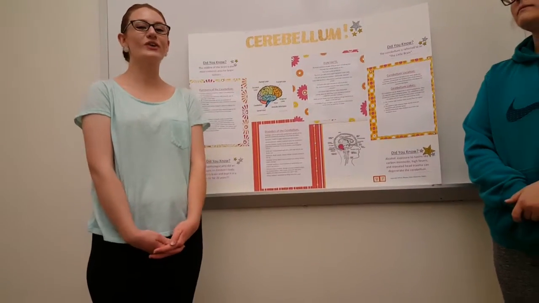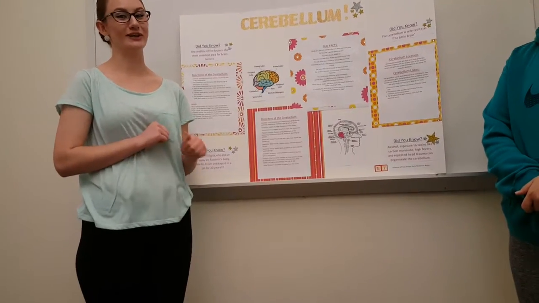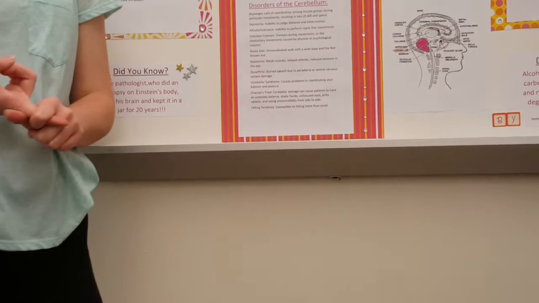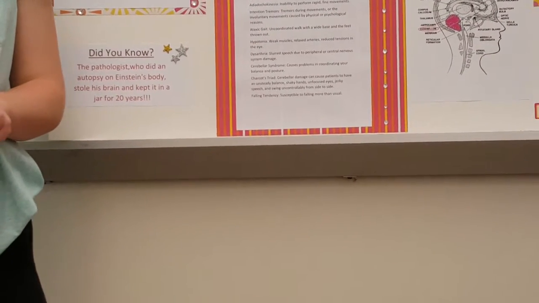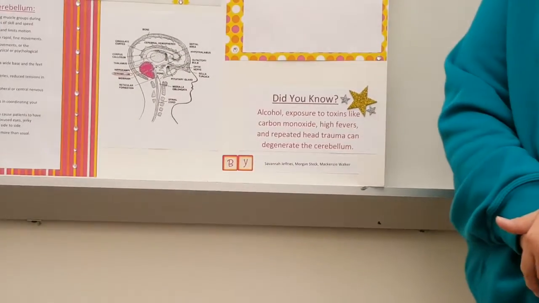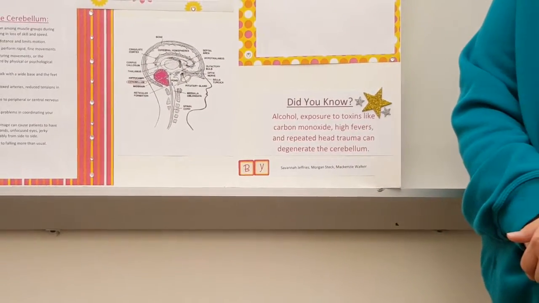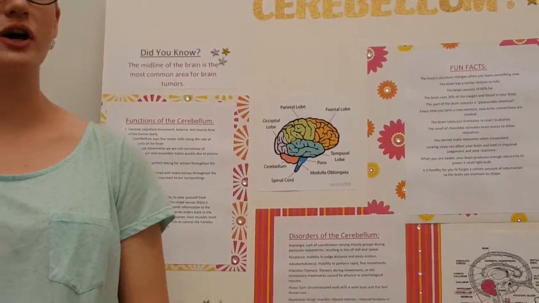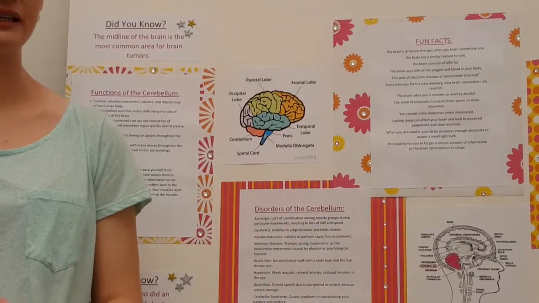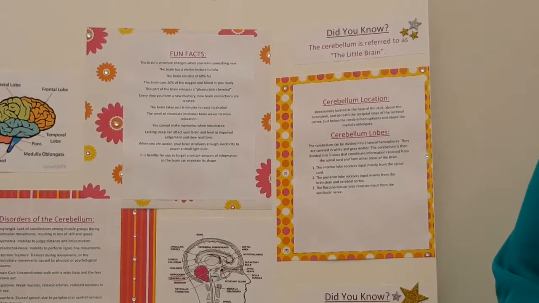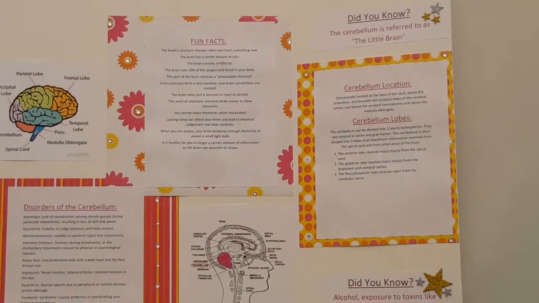There are 4 things that I bet you don't know. So 1, there was a pathologist that stole Einstein's brain and kept it in a jar for 20 years. 2, alcohol, carbon monoxide, high fevers, and excessive head trauma can cause degeneration within the brain. And 3, the most common area for brain tumors is the midline of the brain. And 4, the cerebellum can be referred to as the little brain.